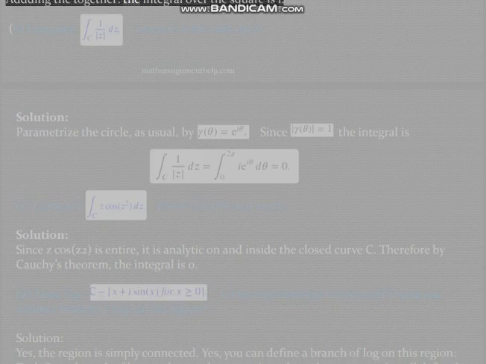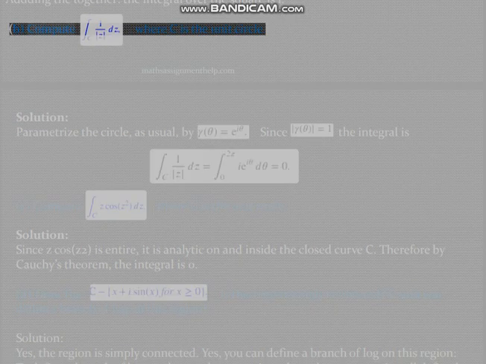Adding these together, the integral over the square is i. B. Compute the integral, where C is the unit circle.